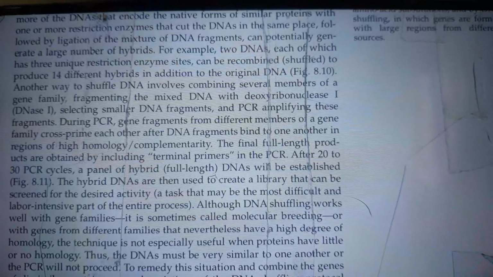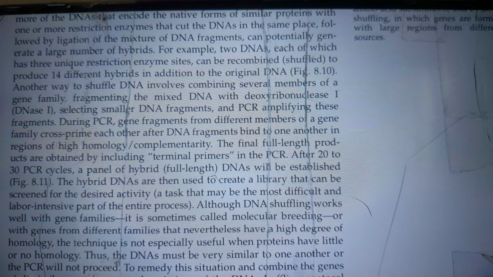For example, two DNAs, each of which has three unique restriction enzyme sites, can be recombined, shuffled, to produce 14 different hybrids in addition to the original DNA.